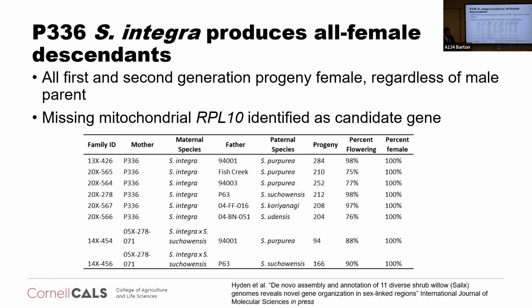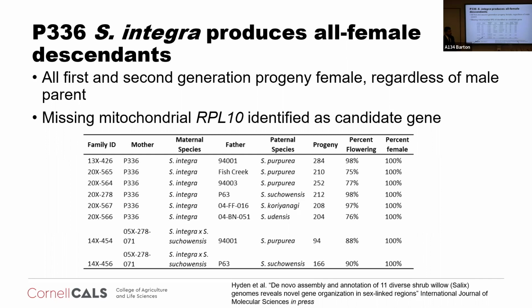And in all cases, we had over 200 progeny, most of them flowering. And in all cases, we saw 100% female progeny, regardless of the male parent, which was quite fascinating, right? That's not normal, to have an all-female phenotype. Where it got really interesting was when we looked at the next generation of progeny.